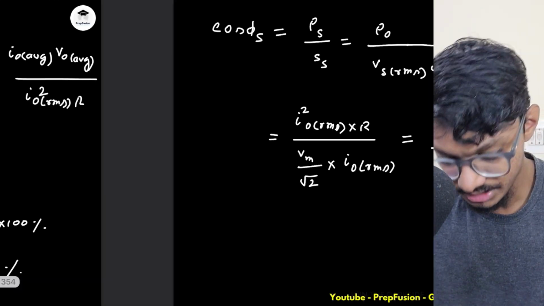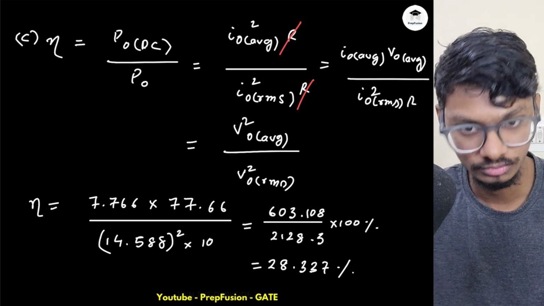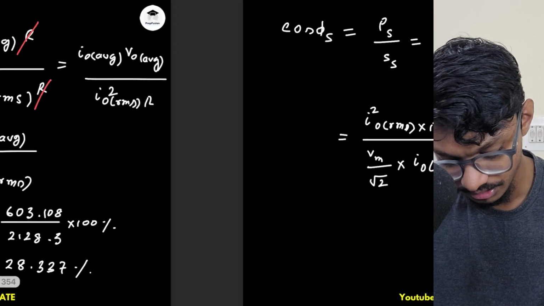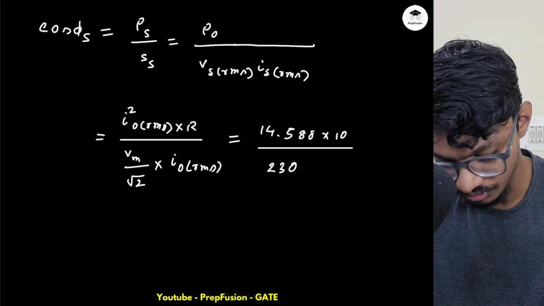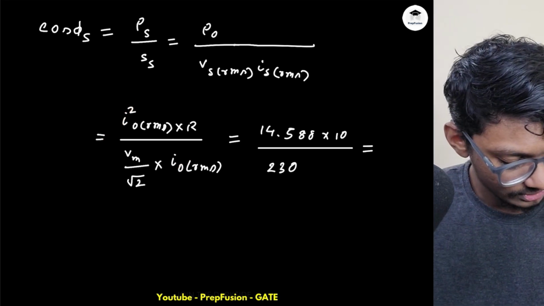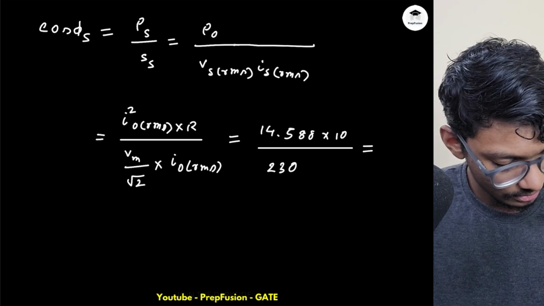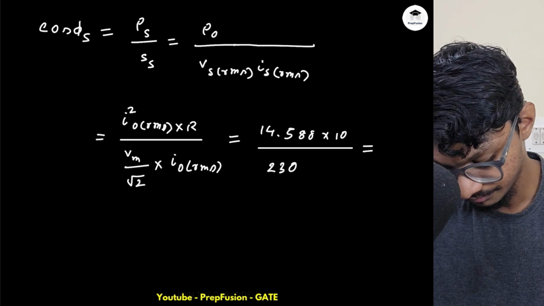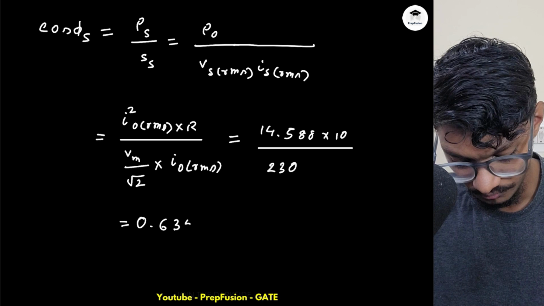What is VM? VM is 325, right? And VM by root 2 is RMS. RMS is 325 by root 2. That is 230. That has been specified in the question itself. So it will be 230, right? And this IO has already been cancelled. So what is the answer? If I just compute this real quick, this will be 14.588 into 10 divided by 230. So the power factor comes out to be 0.634.